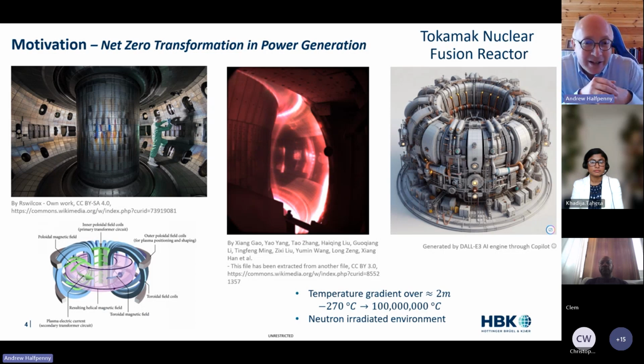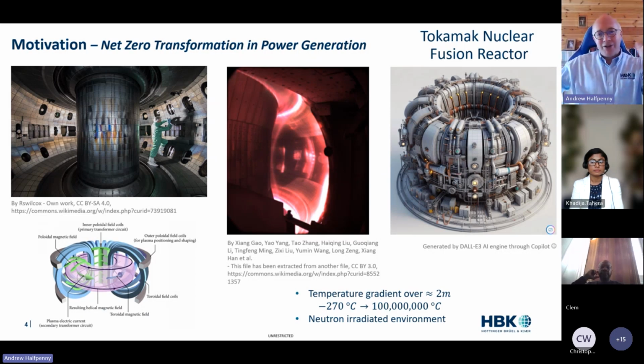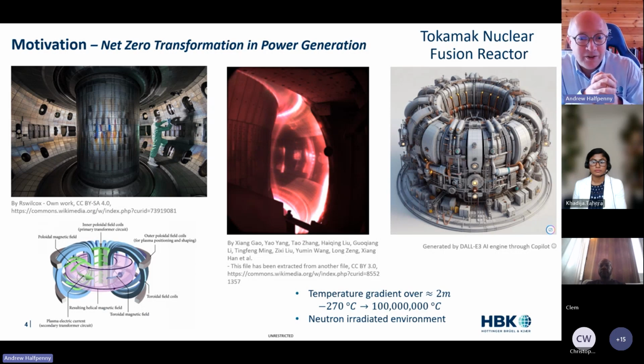But that electromagnetic field is generated using superconducting magnets. So we're now looking at a temperature of minus 270 degrees Celsius or thereabouts. So what we've got, for a distance of about 2 meters, is materials which have to survive a temperature gradient between minus 270 degrees, near absolute zero, and 100 million degrees, 7 times hotter than the sun. So this makes it the largest temperature gradient in the known universe. And this is what engineers are being tasked to qualify today.